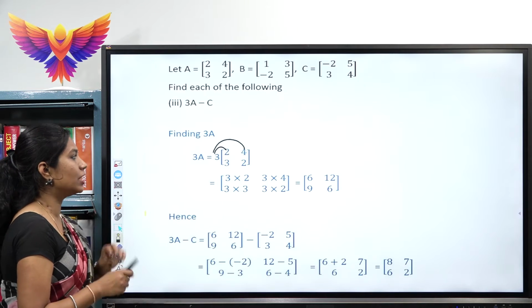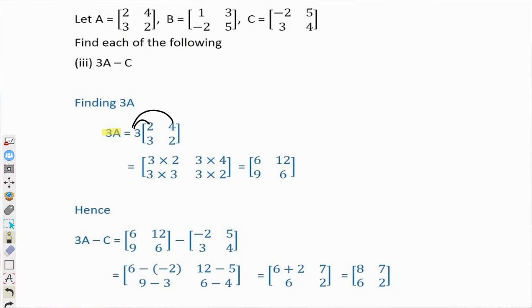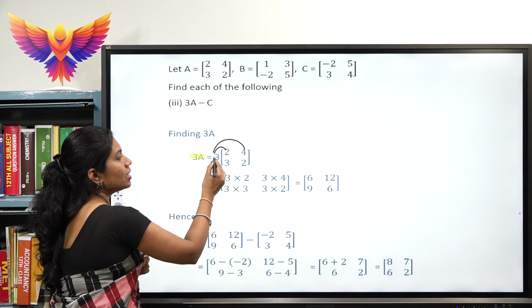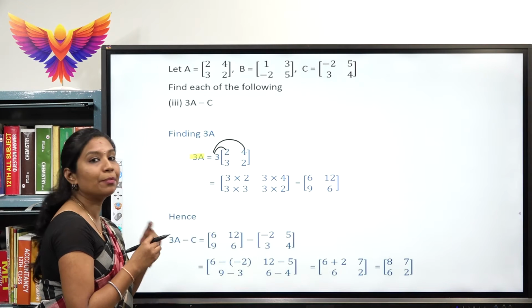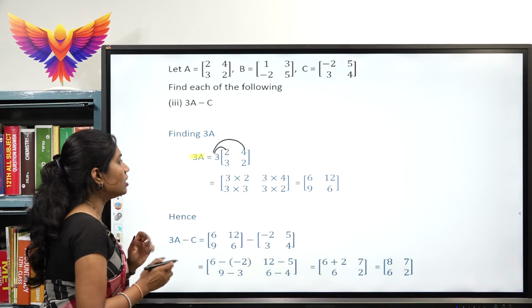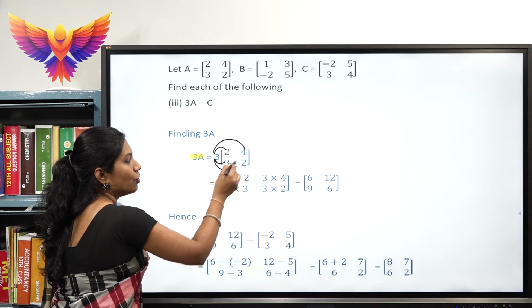For example, here we can see I have 3A. So, A is a matrix which has been given already, and 3A is what I am supposed to find out. I can say it is 3 into 2, each and every element of the matrix should be multiplied with the scalar. That is 3 into 2, 3 into 4, the same way 3 into 3 and 3 into 2 again.